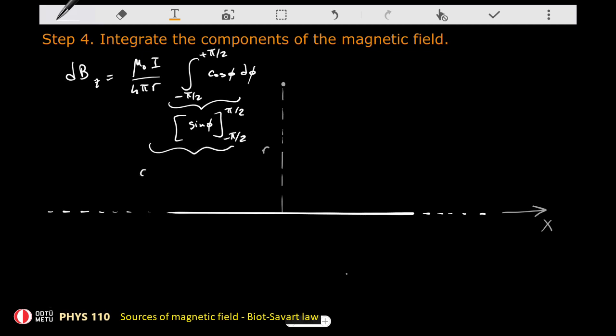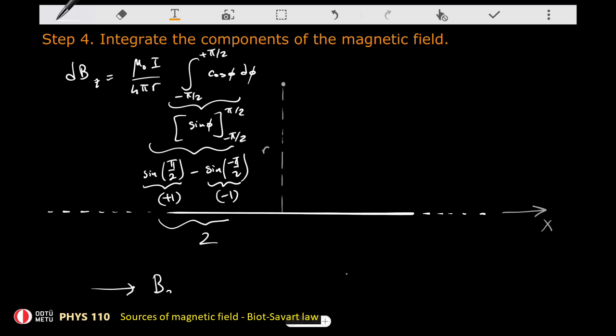And I know that this is equal to sine of plus pi over 2 minus sine of minus pi over 2. That plus pi over 2 has a sine which is plus 1, and the sine of minus 90 degrees is minus 1. So as a result, our expression is 2. So from here we can then deduce that the z component of the magnetic field is equal to mu 0 I over 2 pi r. I'm sorry, I forgot to put an integral sign in here, so let's put this thing as well.